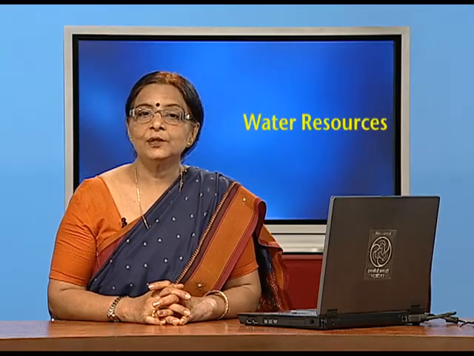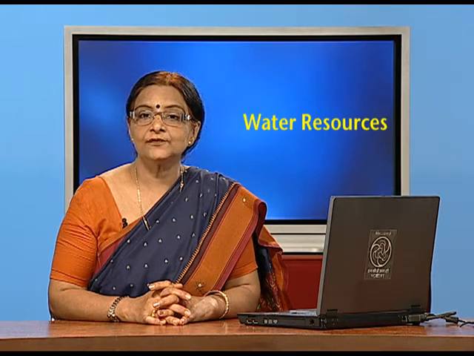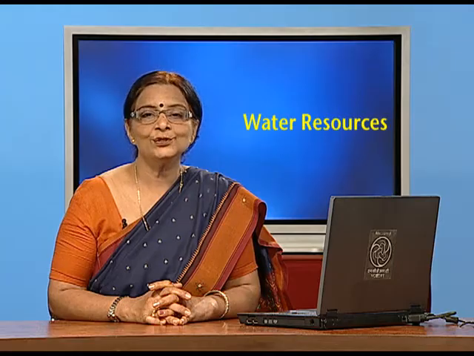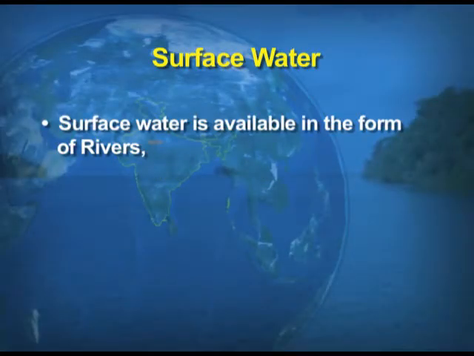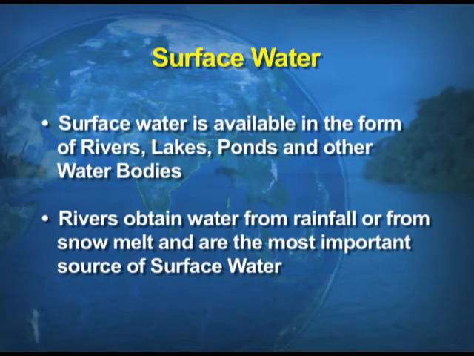Now dear children, we will be telling you about the two types of water resources. One is the surface water and the second is the groundwater. So first I am going to take up what is surface water. It is available in the form of rivers, lakes, ponds and other water bodies. Rivers obtain water from rainfall, or the other source for the water in rivers is the melting of the snow. So that means the most important source of water on earth is the surface water, because it is considered to be the fresh water.